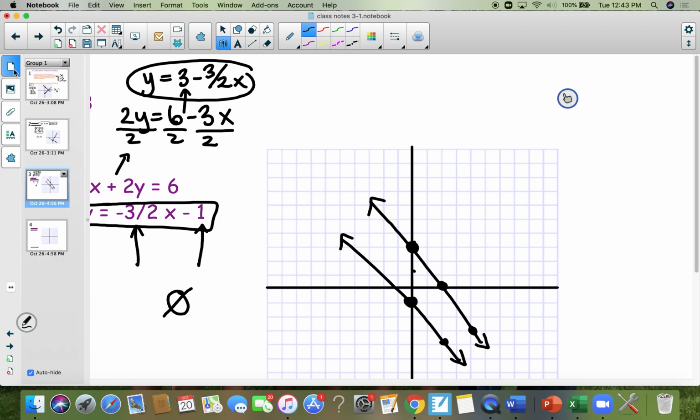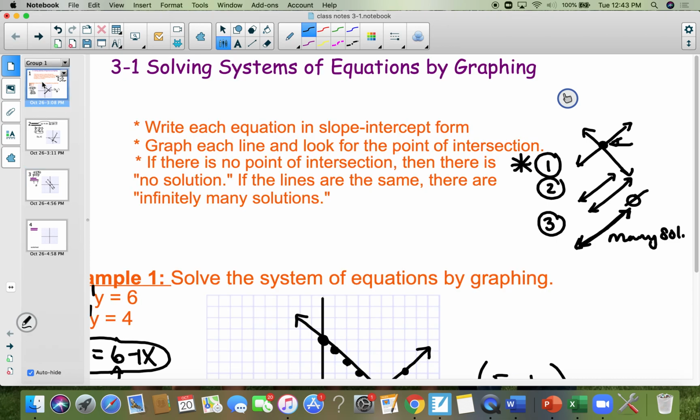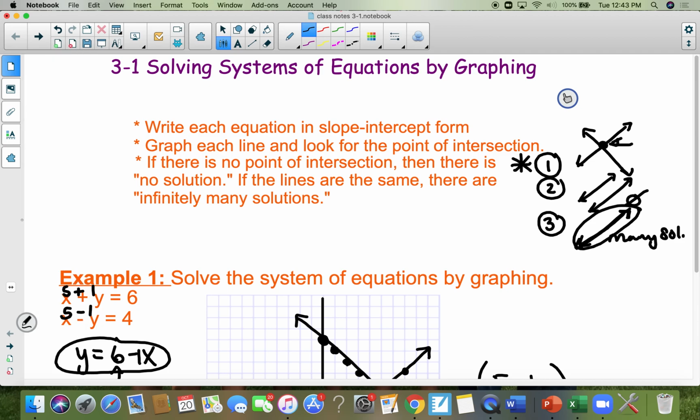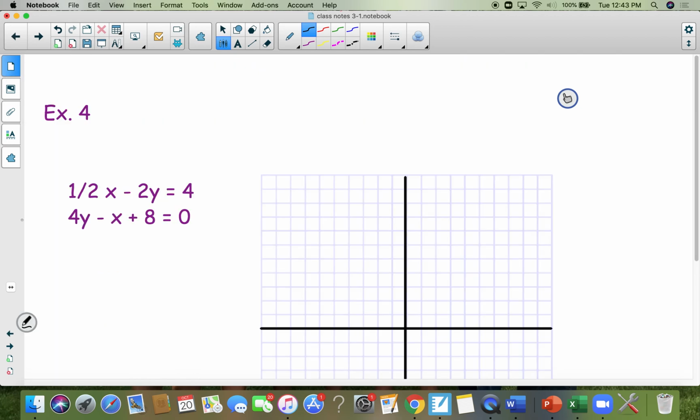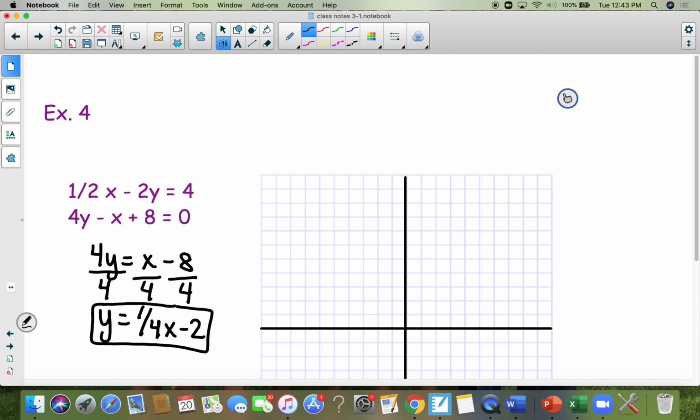And the last scenario, remember I talked about if they meet in one spot, if they never meet, or if they meet everywhere because they're right on top of each other. So this is the last scenario, is when they're right on top of each other. So 4y equals a positive x minus 8, because I added x and I subtracted 8, and now I'm going to divide by 4. So y equals a fourth of an x minus 2. So that's the first equation, getting y alone.